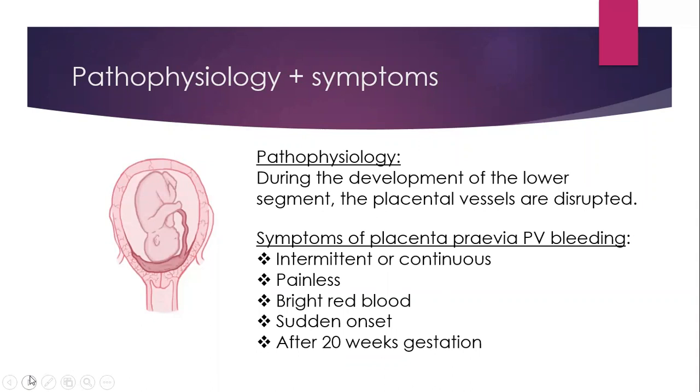So placenta previa, the symptoms are very specific. It's painless bleeding. So if there's any form of pain, it is not placenta previa. It is painless, bright red blood. There's a sudden onset of the bleeding, and it's after 20 weeks of gestation. It can be intermittent or it can be continuous. Intermittent is every time a new vessel tears, causing bleeding, whereas continuous is more catastrophic bleeding from multiple vessels that have torn.